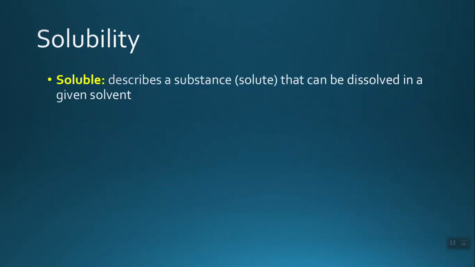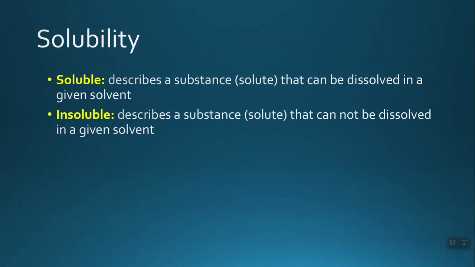Let's talk about some definitions before we move on. When we say that something is soluble, we're talking about a substance that can be dissolved in a solvent. So a solute that can be dissolved in a solvent. Like salt can be dissolved in water. Sugar can be dissolved in water, right? So these are soluble. Whereas insoluble is describing a solute that cannot be dissolved in a solvent, okay?